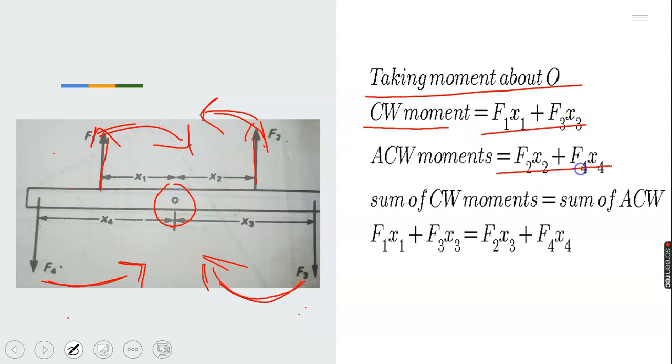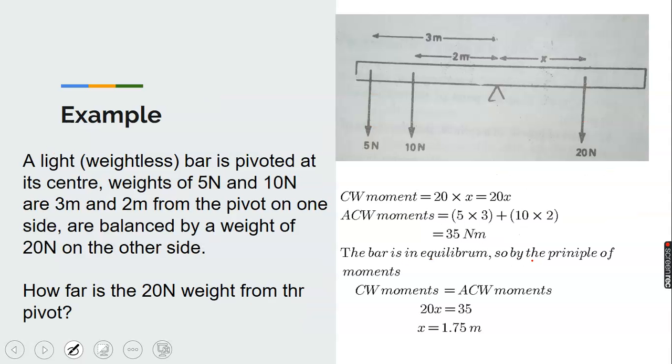Now look at it here. We know that from the principle of moments, the sum of clockwise moments equals the sum of anti-clockwise moments. F1 x1 plus F3 x3 equals F2 x2 plus F4 x4. This one should be x2 and not x3 again. It should be x2.